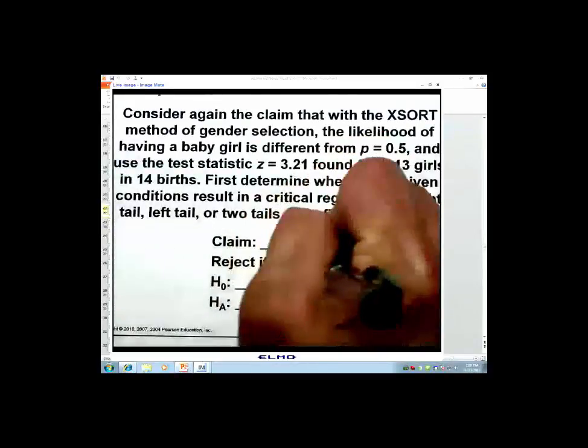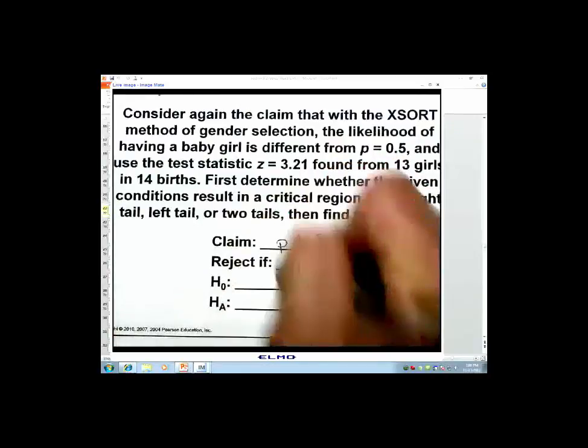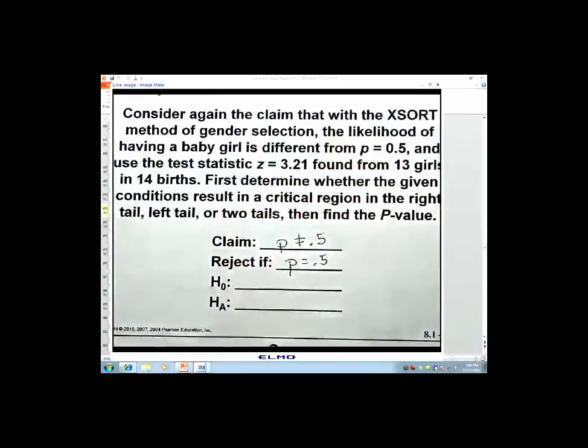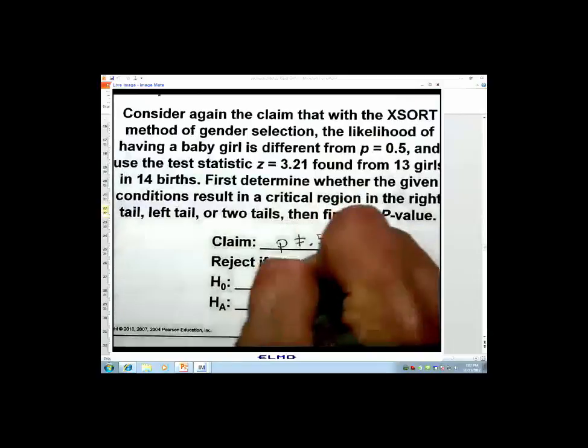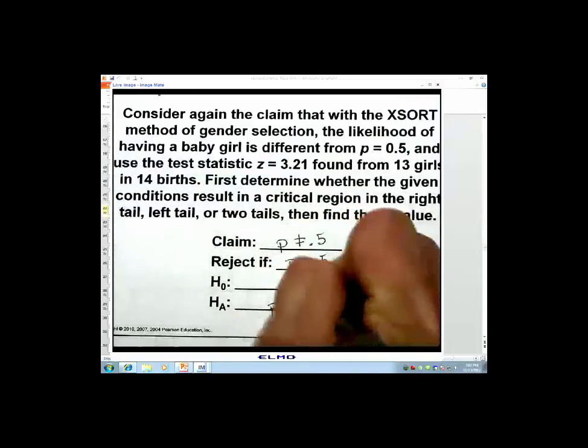Always write your alternative hypothesis first. What is your alternative hypothesis? p does not equal 0.5. And the null hypothesis: p does equal 0.5.